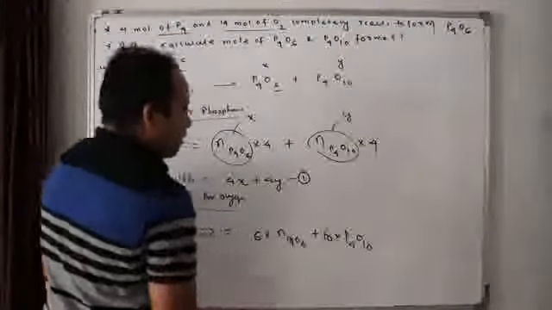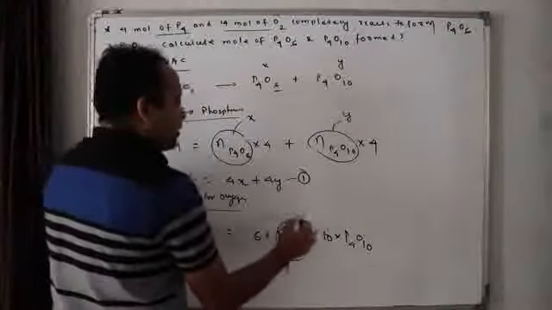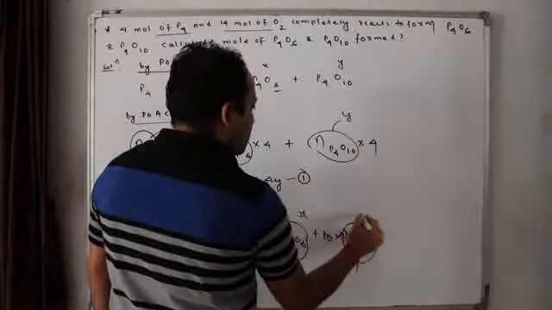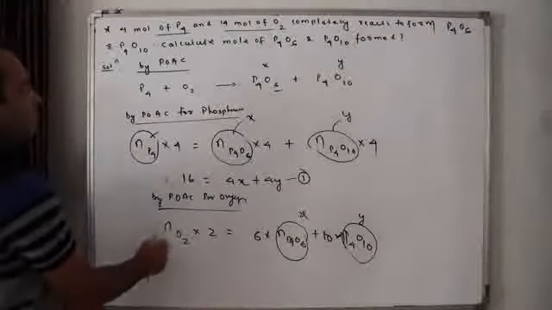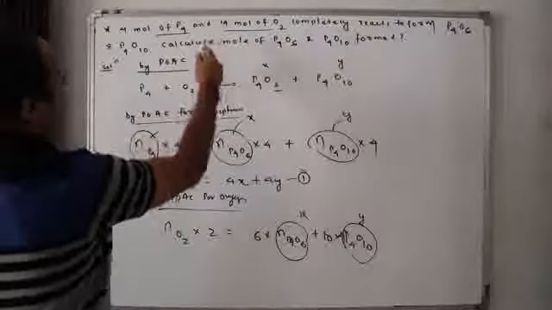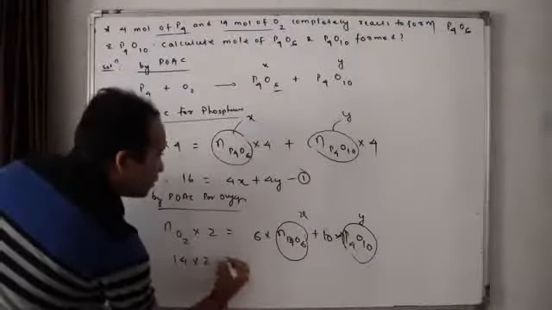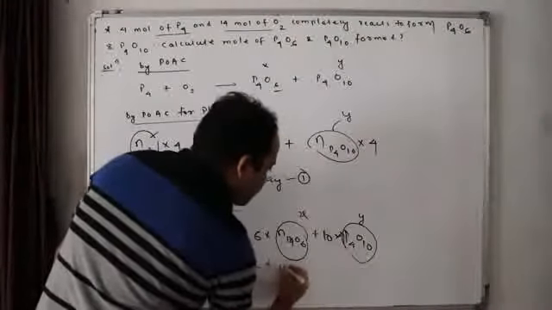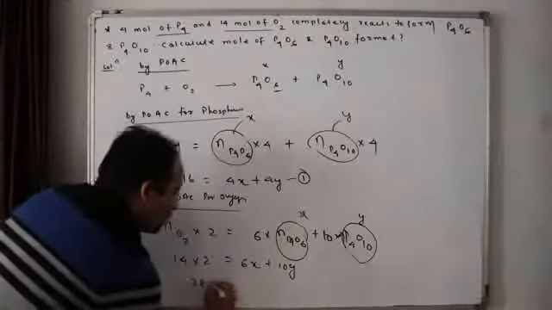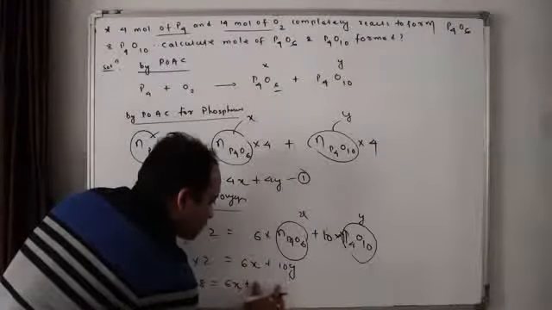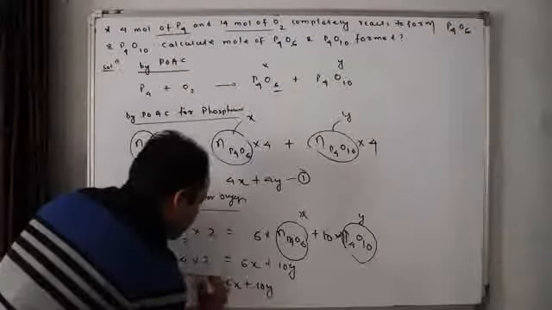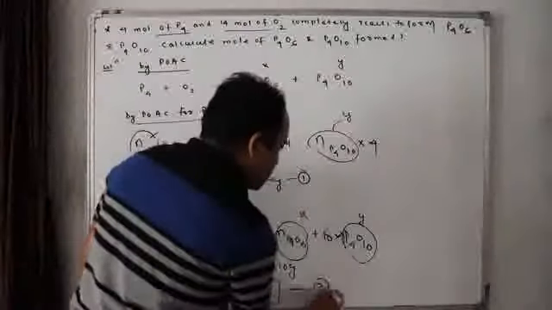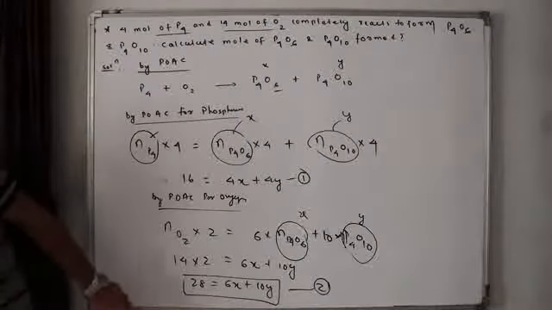So what is the equation here? In P4O6 we have taken X, in P4O10 we have taken Y. Now what is the equation here? Number of moles of oxygen taken is 14. 14 into 2 is equal to 6x plus 10y. So it comes to 28 is equal to 6x plus 10y. Equation 2.